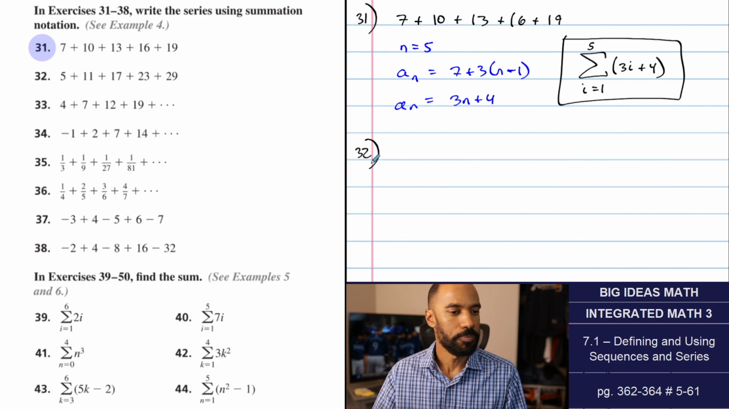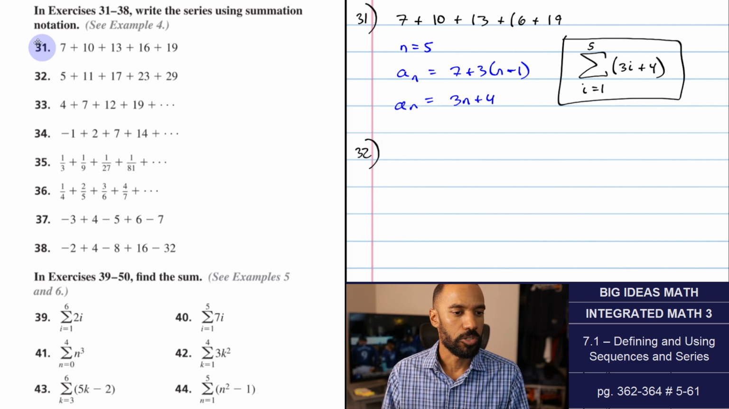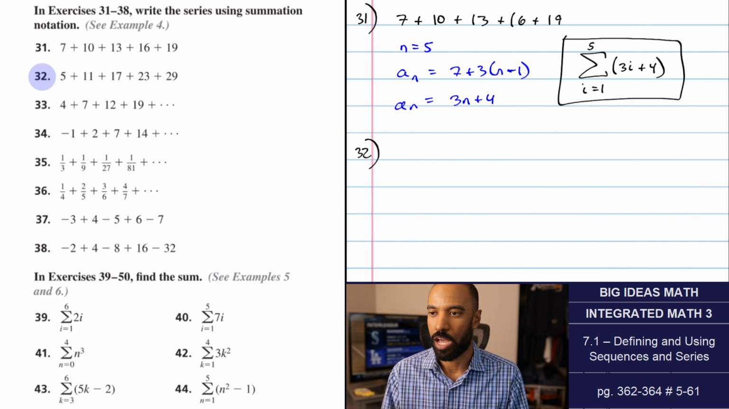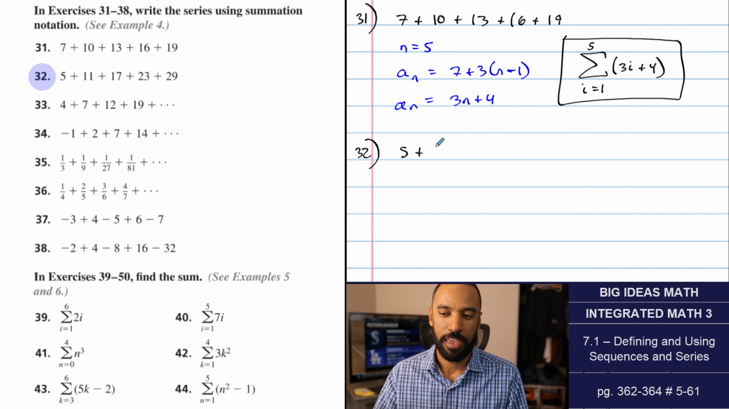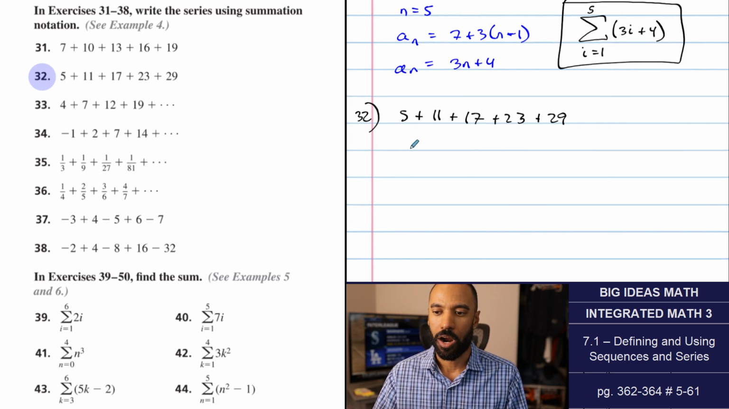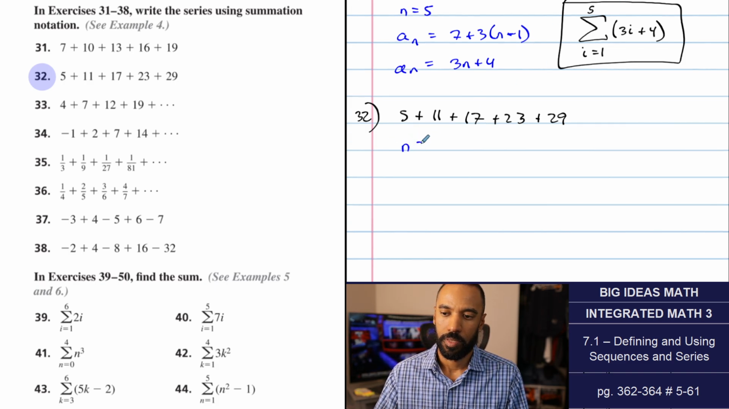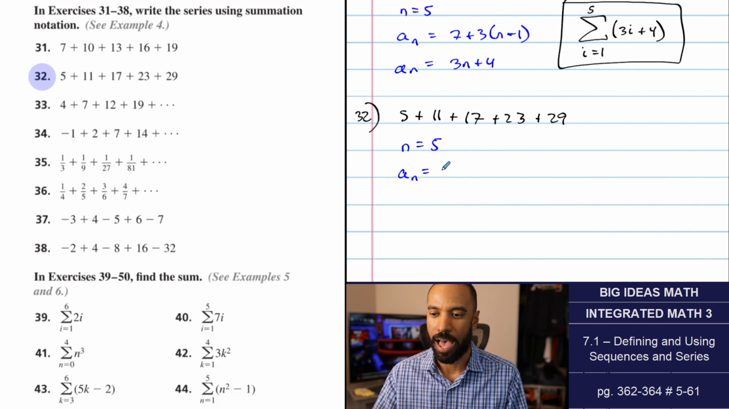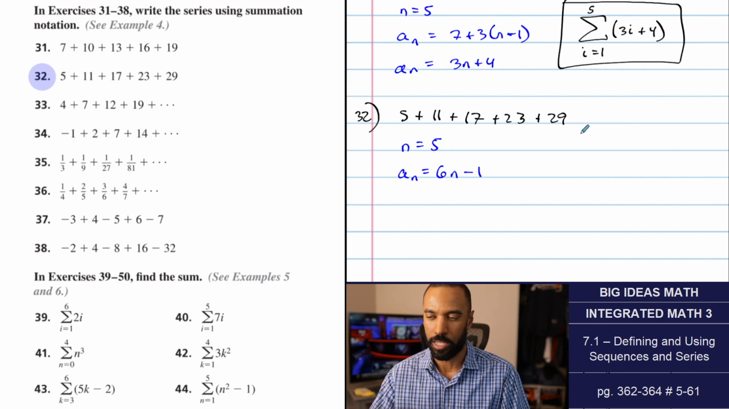Number 32 also is an arithmetic sequence given a common difference of 6, the first term being 5 there. So we have 5 plus 11 plus 17, 23, and 29. So once again, also arithmetic. There are 5 terms. My rule, I'm going to go the quick way this time with the 0th term. I have a common difference of 6, and if I subtract 6 from 5, I get -1. So there's the rule I can go off of there.